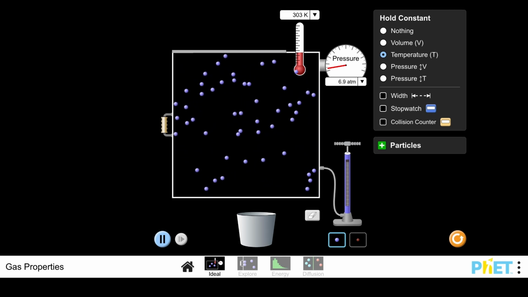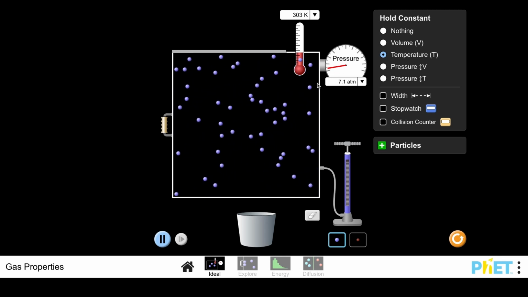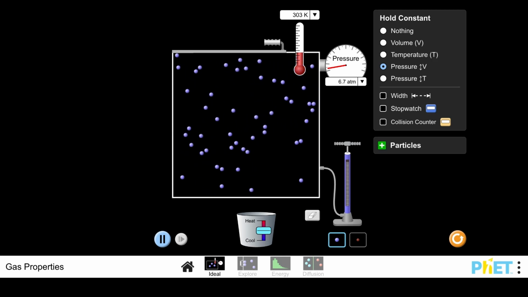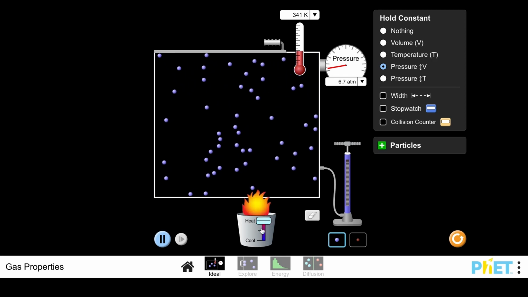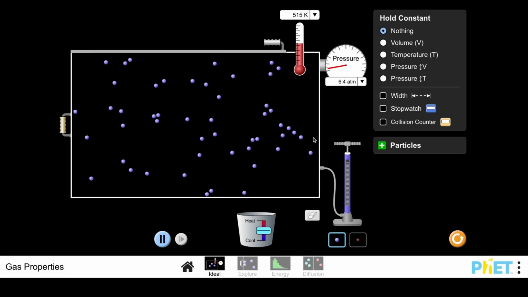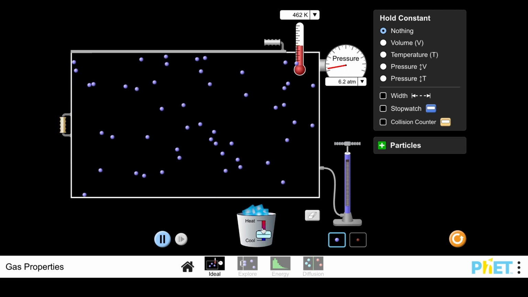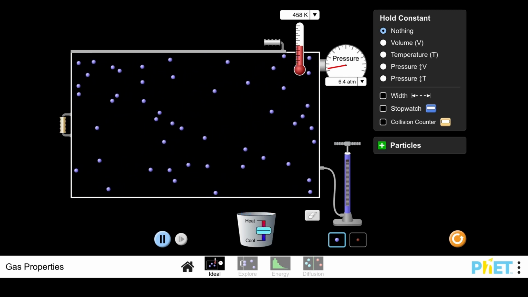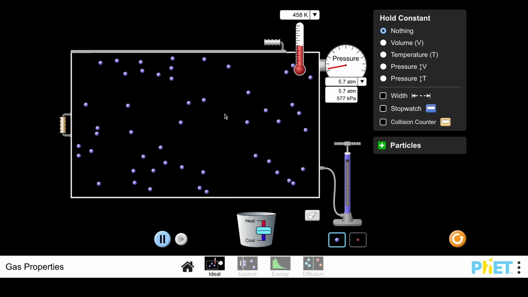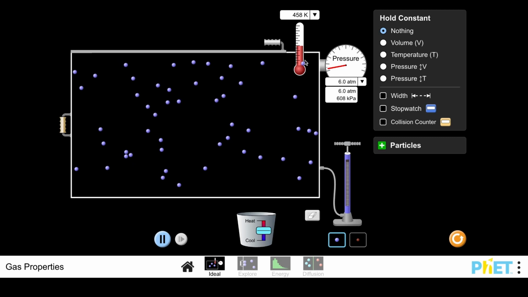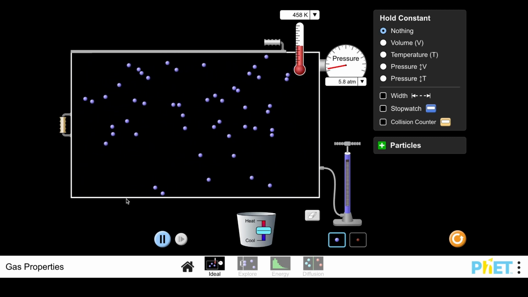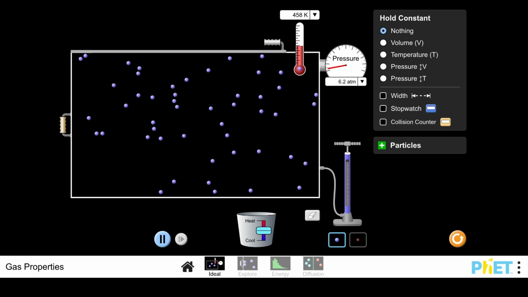And now we are going to start. So we are keeping pressure constant, and we're just going to heat things up. And you can kind of see what's happening here. If we want to maintain a constant pressure, we would have to raise the temperature and we would have to increase the volume at the same time. Why would we have to increase both?